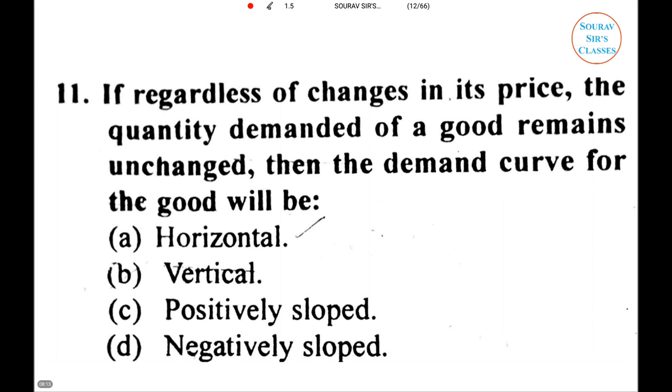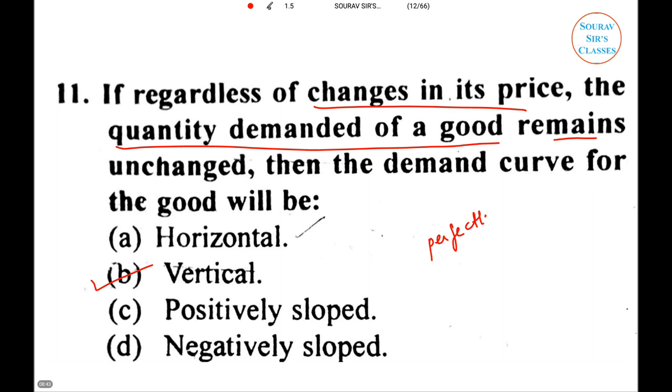If regardless of the changes in its price, the quantity demanded of a good remains unchanged, then the demand curve... So, the catch is there is a change in price, but the quantity demanded of the good remains unchanged. Then the demand curve for the good will be vertical. Why? Because in this case, the curve is perfectly inelastic. So E is equal to 0, and therefore it will be vertical.